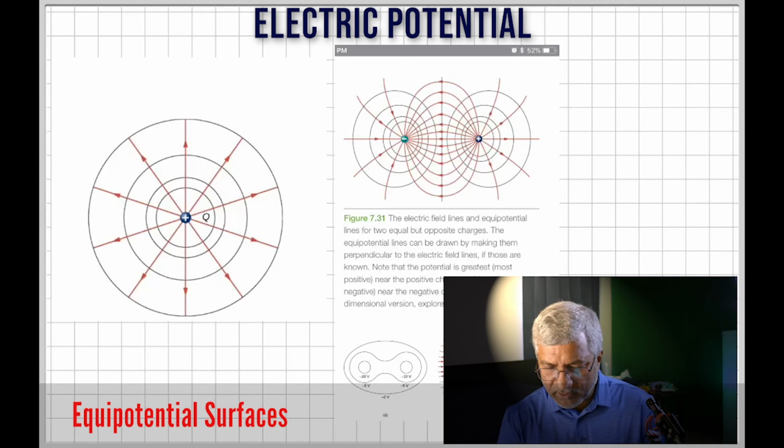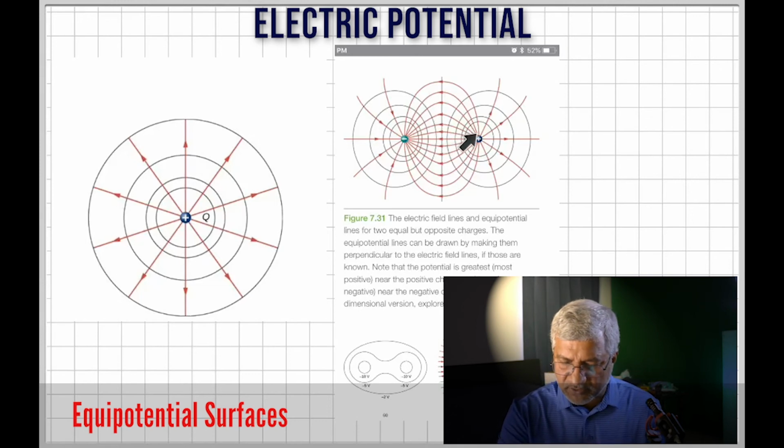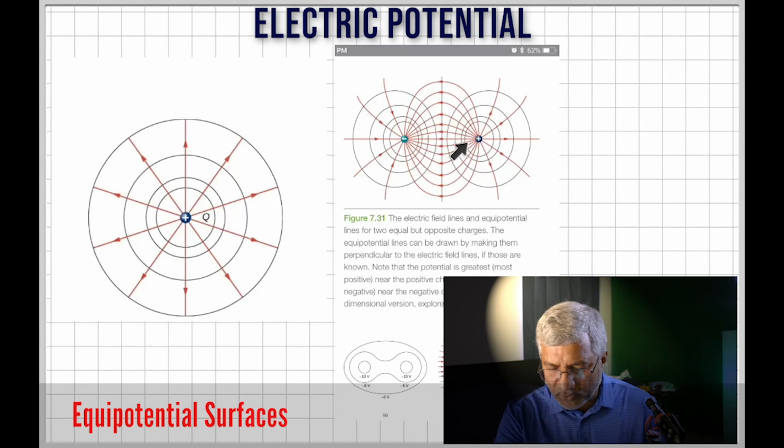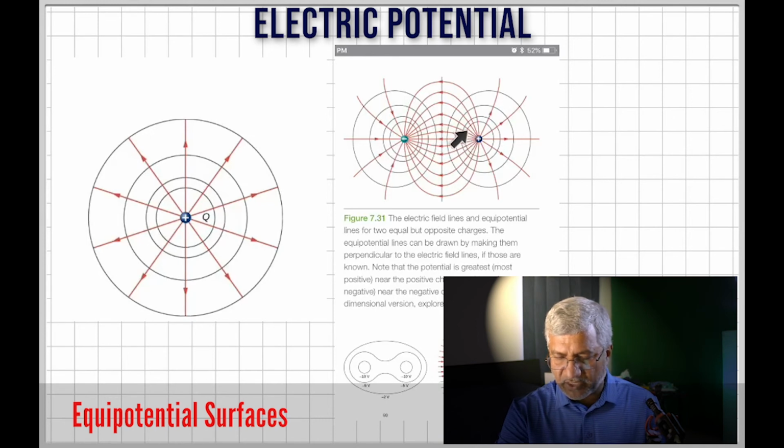The answer is zero. There is no need of doing any work. On the right side, we have the electric field and equipotential surfaces shown for a positive and a negative charge. You can see that the electric field always goes from positive to negative. You can see that there. But these dotted lines are equipotential surfaces.